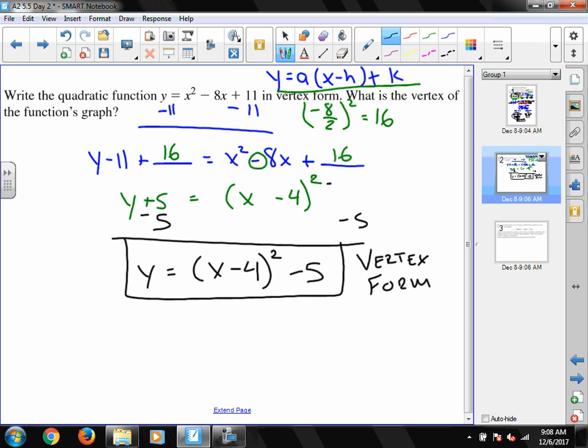And to find our vertex, I look at the point inside the parentheses. I see a negative 4, so that is going to be a positive 4. And outside, I see a negative 5, so it's going to stay a negative 5. So our vertex is going to be at (4, negative 5).